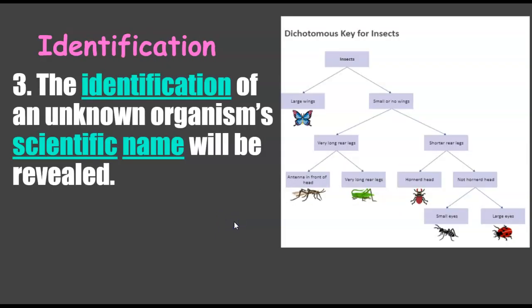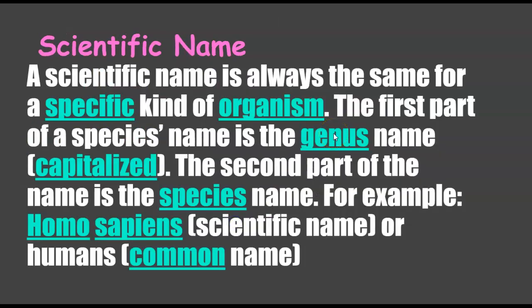All right. So like I just showed you, when you hit the final yes or no, and it's got a name with it, that's the identification of the unknown organism that you first saw. And it's given in a scientific name. A scientific name is always the same for a specific kind of organism. The first part of the species name is the genus. You're going to know this because it is capitalized.